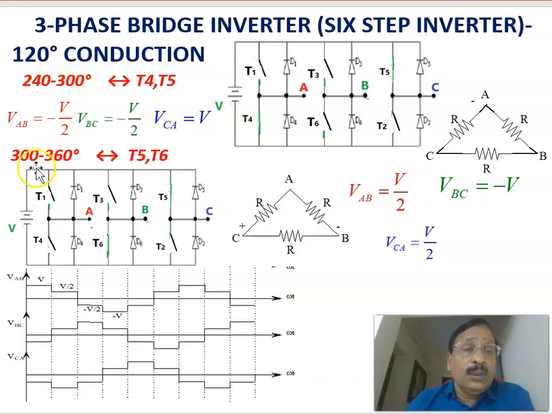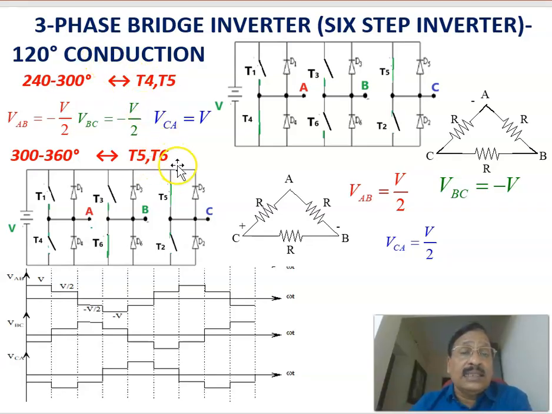And the last duration, 300 to 360 degree. In 300 to 360 degree, the SCRs conducting are T5 and T6: T5 from the positive group and T6 from the negative group. In that case, T6 is entering and T4 is outgoing. Instead of T4, T6 is coming; the incoming SCR is T6 and the outgoing SCR is T4.